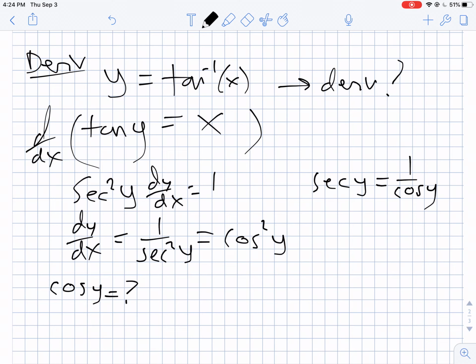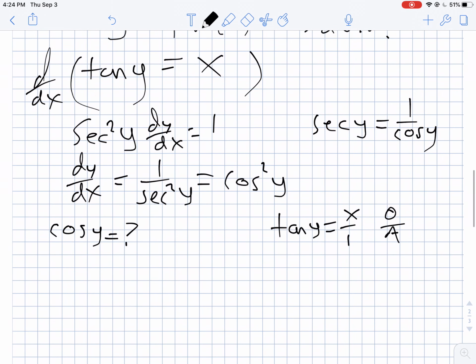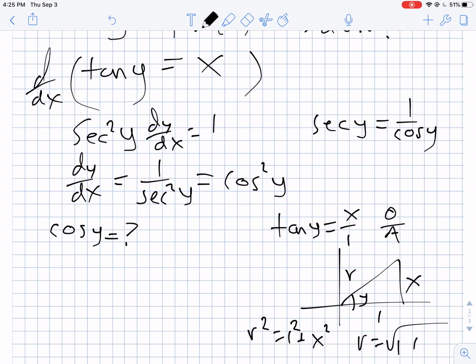So let's draw a little picture. The tangent of that angle y is equal to x over 1. Tangent is opposite over adjacent. So what that means, if you draw a right triangle, the tangent of this angle y, the opposite over adjacent, is x over 1. So keeping in mind the Pythagorean theorem, what is this hypotenuse? So r squared equals 1 squared plus x squared, so that r is the square root of 1 plus x squared. Okay, so that's the other side, using the Pythagorean theorem.